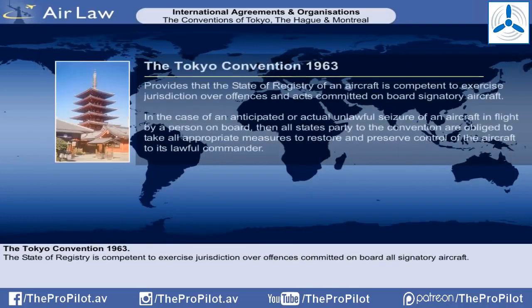The Tokyo Convention of 1963 provides that the state of registry of an aircraft is competent to exercise jurisdiction over offences and acts committed on board signatory aircraft. In the case of an anticipated or actual unlawful seizure of an aircraft in flight by a person on board, then all states party to the convention are obliged to take all appropriate measures to restore and preserve control of the aircraft to its lawful commander.